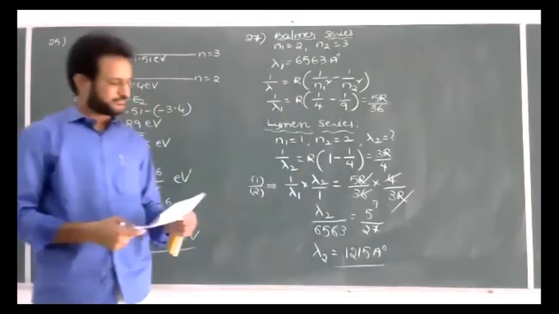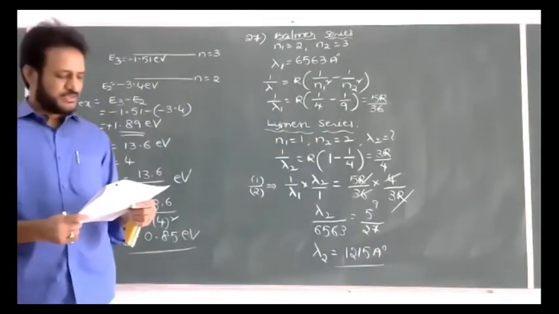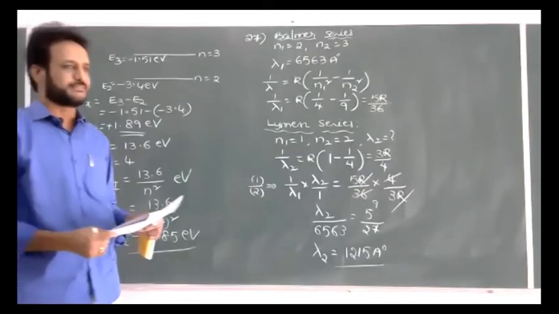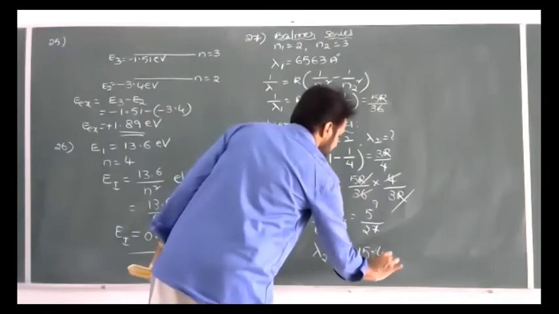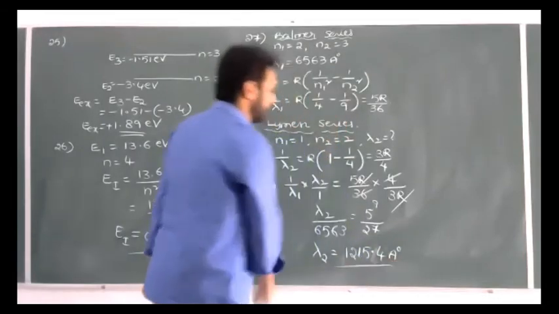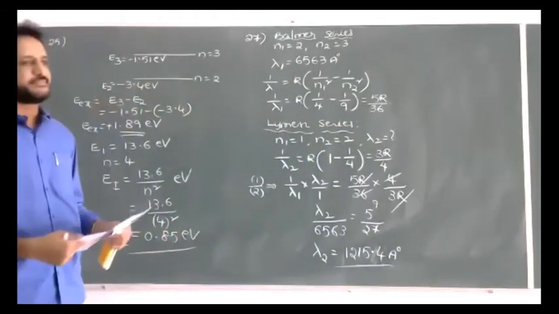Check the option. Question number 27, 1215.4 is given. The exact value means 1215.4 angstrom unit. That is option 1 correct, the first option.